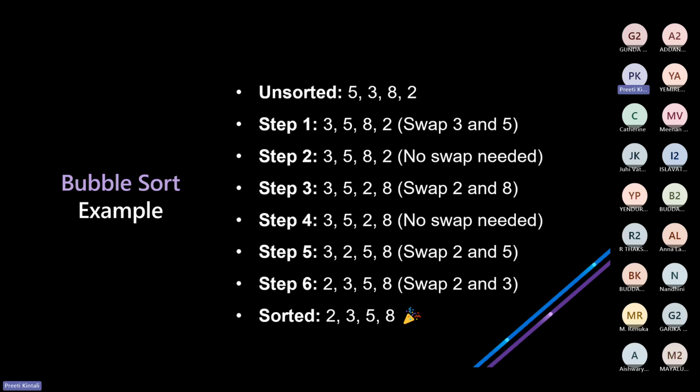Now, the next step is to compare 8 and 2. Here there is a problem, because 2 is less than 8 and it is not in the right position. So we will swap it. So 2 came here, and 8 goes there. So now we have 3, 5, 2, 8.